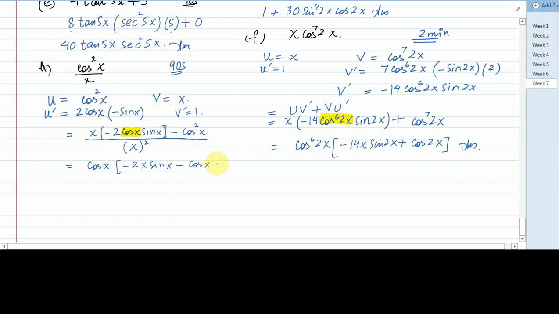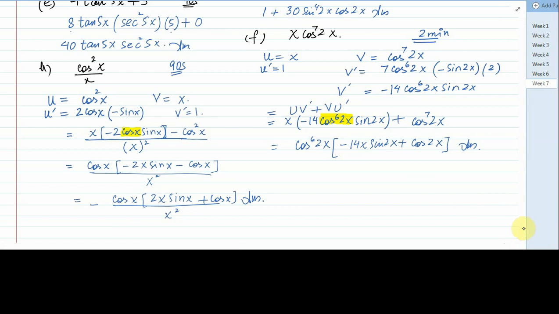Alright, and in the denominator we have x square. We can take negative sign common here, so that will be minus, and we need to change the sign inside the bracket. That will be 2x sin x plus cos x divided by x square. That is your final answer.